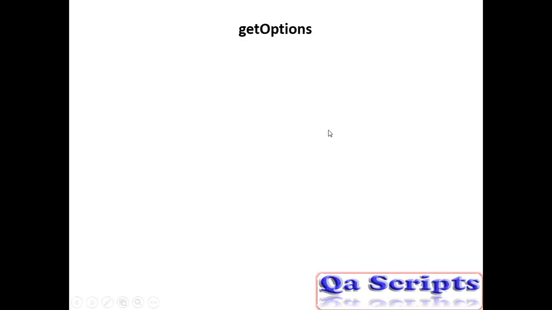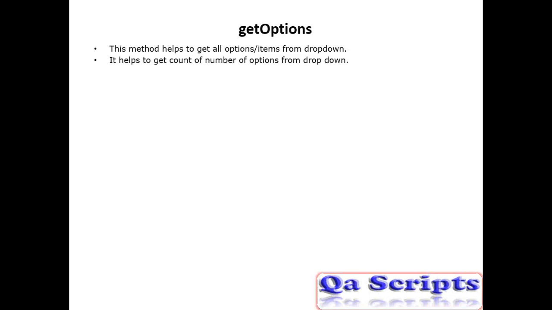Next method is getOptions. This is a very useful and important method in the Select class. This method helps to get all the option items from the drop down. For example, if you have so many options in the drop down, and I want to get the text of all of them, then compare with my expected ones, and I want to get the count of options present in the drop down, in those situations you can use getOptions.